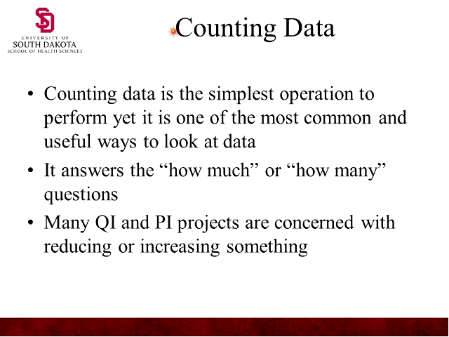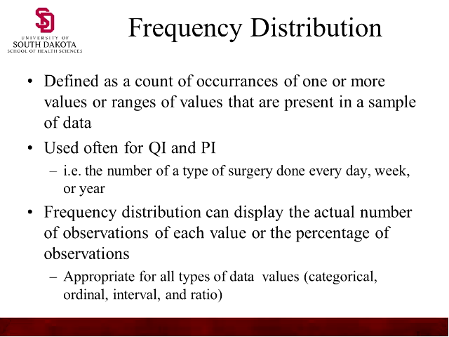Now, counting data is the simplest operation to perform, yet it is one of the most common and useful ways to look at data. It answers how much or how many, and many QI and PI projects are concerned with reducing or increasing something. If you look at variations, for instance, we had 10 variations on the theme. Well, we like to have no variations on the theme, and that's the counting process.